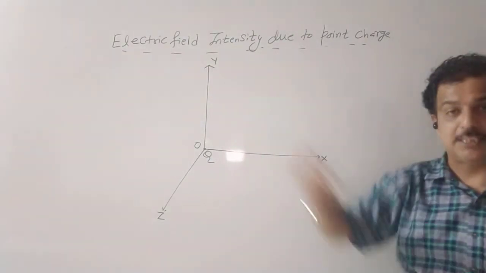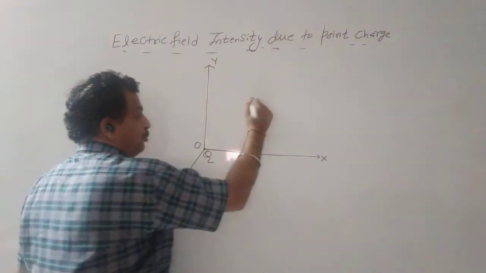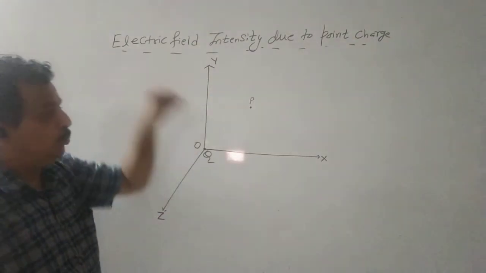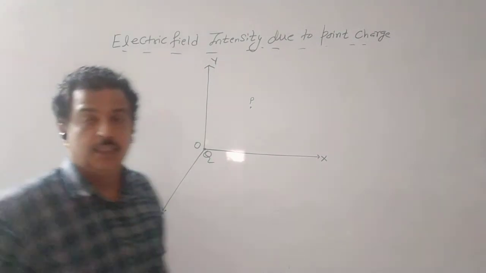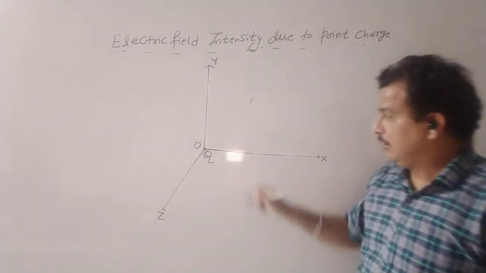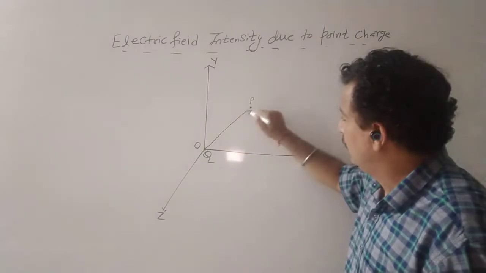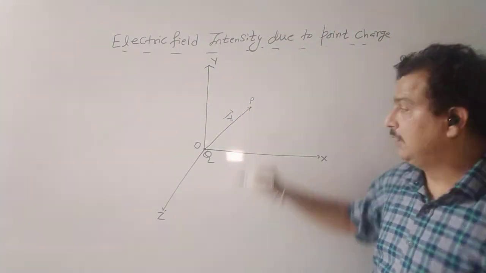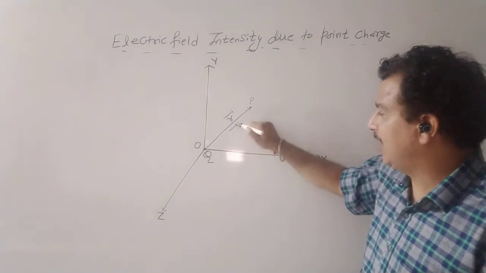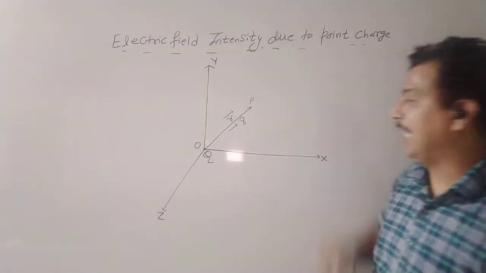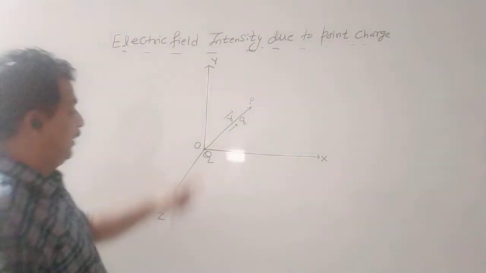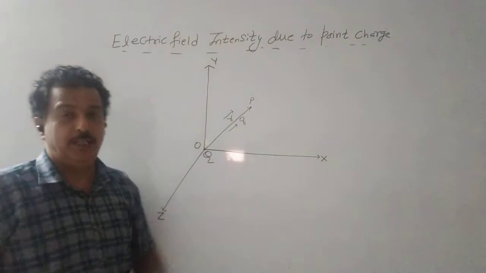Intensity means its strength. Now consider a point P. So this point P will be given to you. At this point P, you place a test charge and find out its strength. So let the position vector of this point be r vector, and to indicate the direction we take the help of r cap, that is a unit vector. So here r cap is a unit vector in the direction along OP vector.